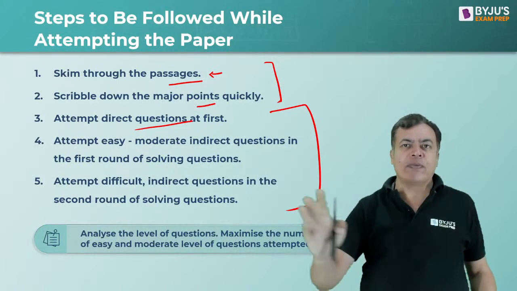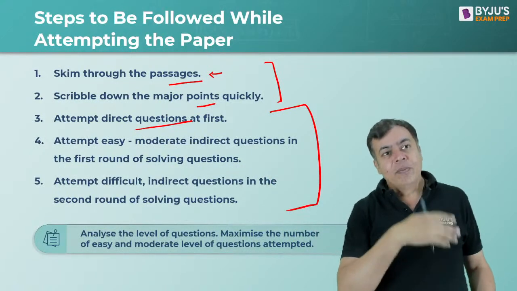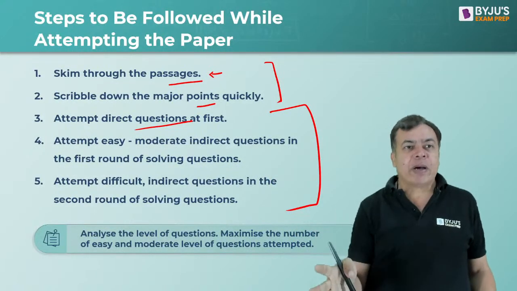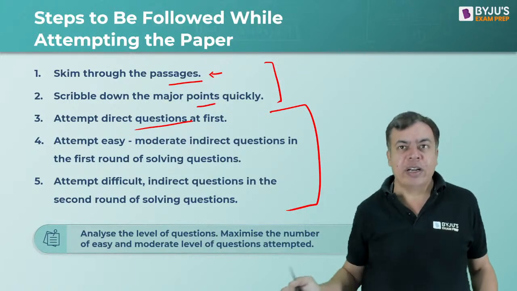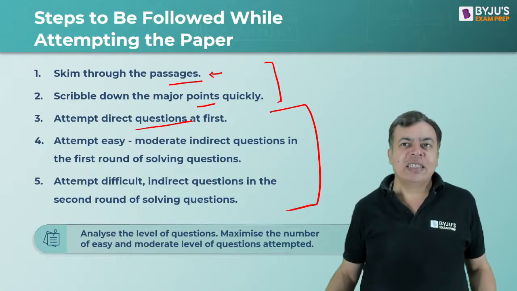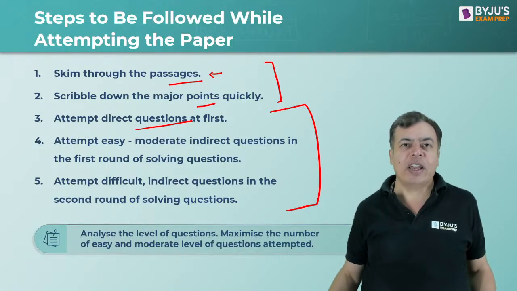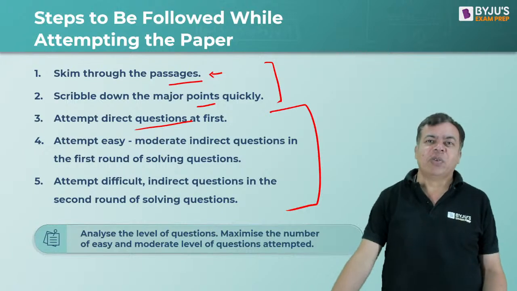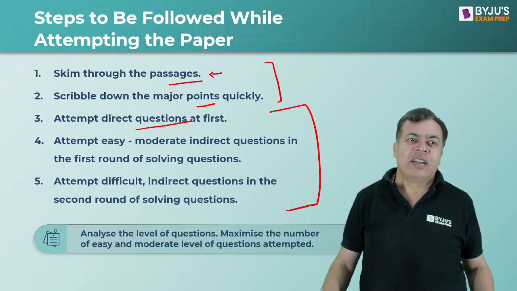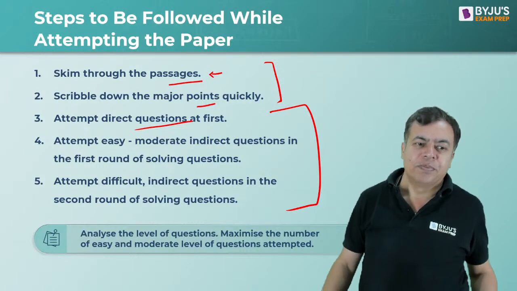Then you do that first complete round, where you solve certain questions, and if time permits, you go for difficult or indirect questions in the second round of solving. So the round strategy is generally very useful. Here you never miss out on any easy question which you think you can do, and you will be able to move to that question and solve it.